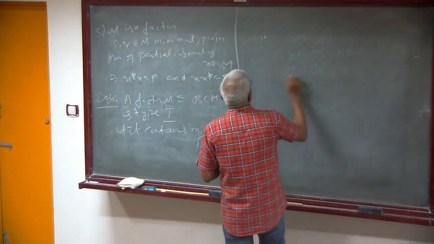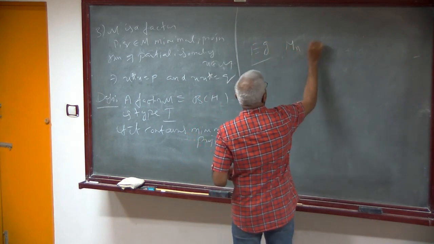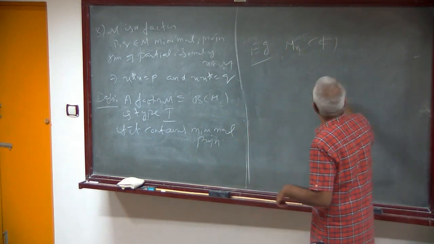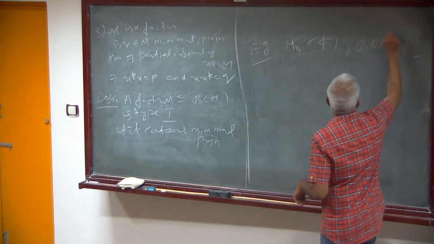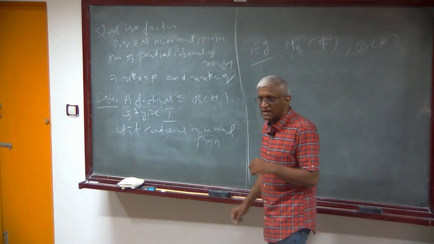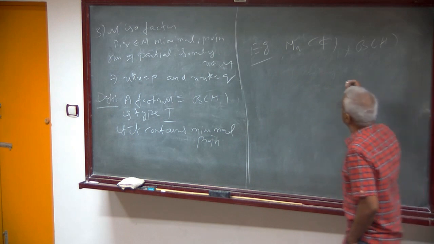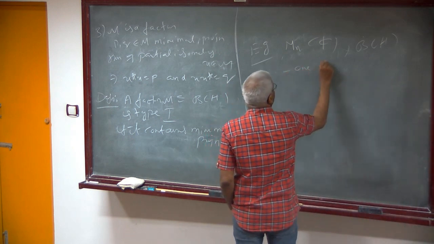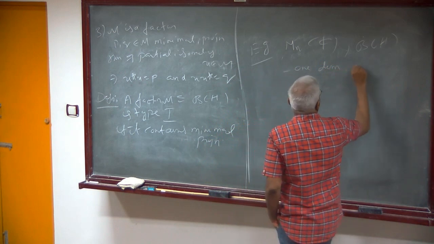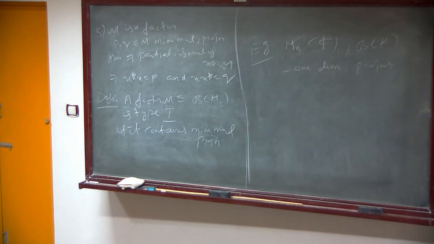Examples. M_n(C), for example, or B(H). These are examples. You take one-dimensional projections. That's a minimal projection. There is no other minimal projection. Minimal projections are one-dimensional projections. If you have a one-dimensional projection, then there is nothing less than that. They are the minimal projections in B(H) and M_n(C).